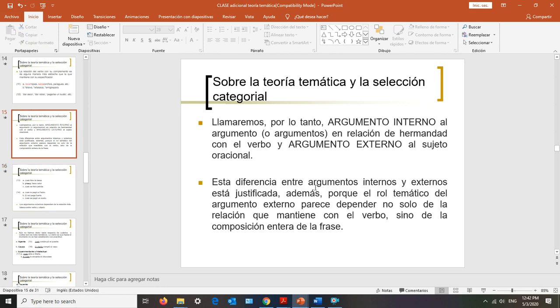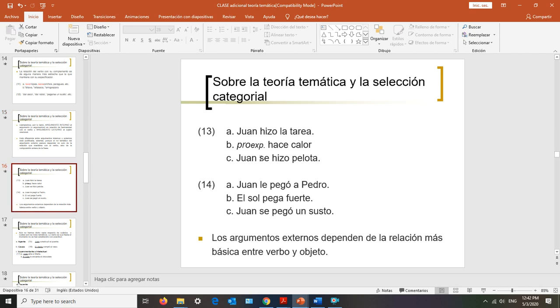Different from what takes place with internal arguments, external argument subjects, right, get their thematic role, their semantic role assigned not simply by the verb itself, but by the entire syntactic predicate. This is something that we tackled already in our live sessions.